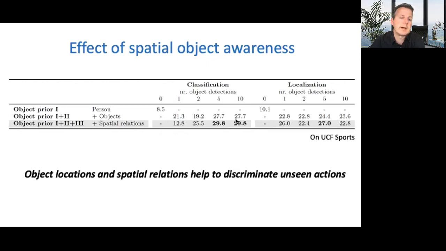Finding the ideal number of objects is dataset dependent, but in both UCF Sports and the other dataset, we found that detecting 5 objects in general leads to good results. The bottom line is that adding the spatial relationships on top further improves the results, and object locations and spatial relations really help to discriminate unseen actions.